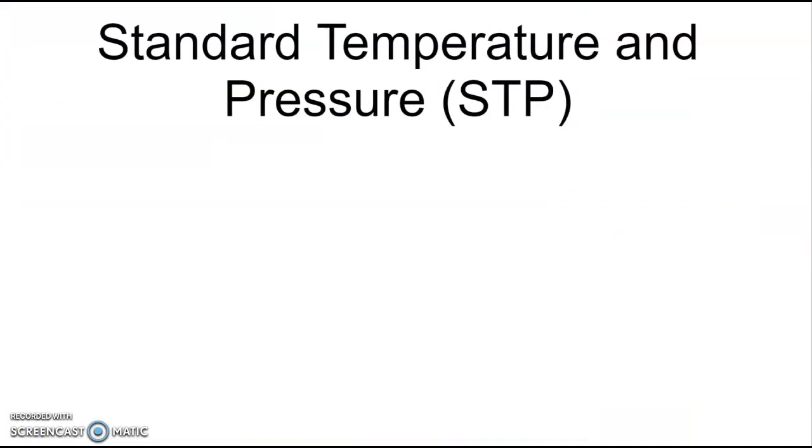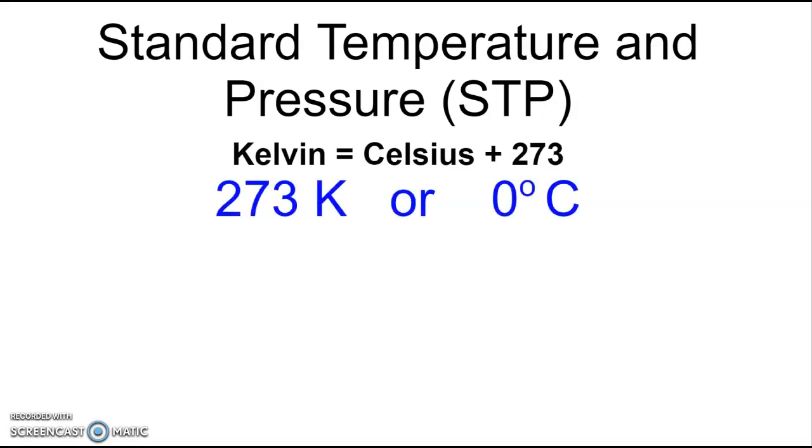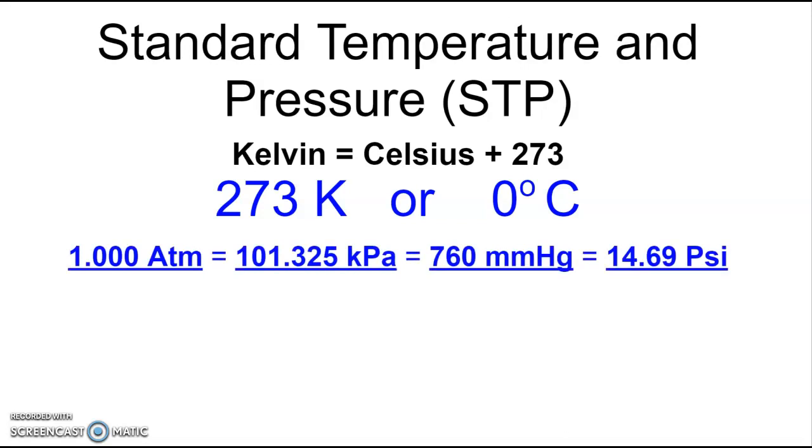So standard temperature and standard pressure is abbreviated STP. Kelvin is equal to Celsius plus 273. So STP is 273 Kelvin or 0 degrees Celsius. 1 ATM is 101.325 kPa, is 760 millimeters of mercury, is 14.69 psi. In your notebook, I would make sure to have these equivalencies. I'm saying that 1 ATM is the same as 101.325 kilopascals, is the same as 760 millimeters of mercury, is the same as 14.69 psi.